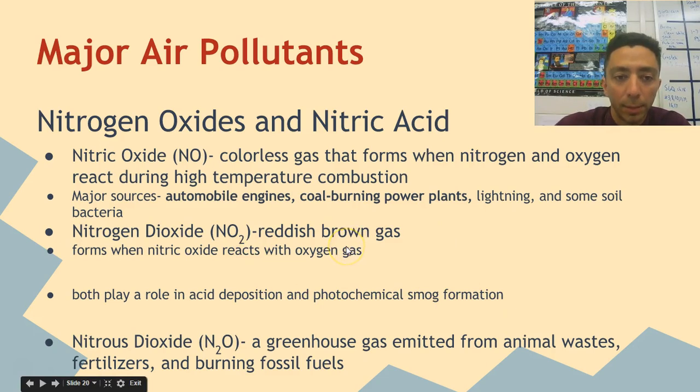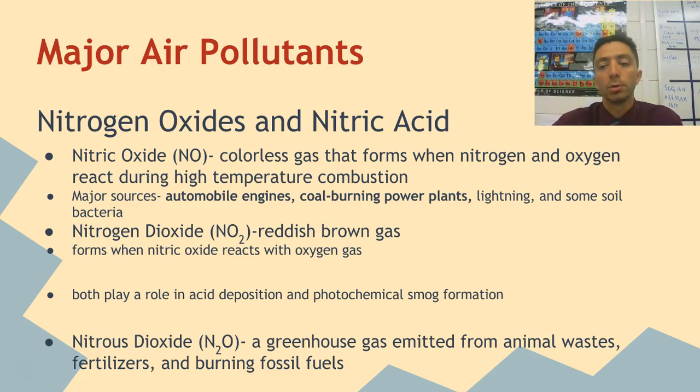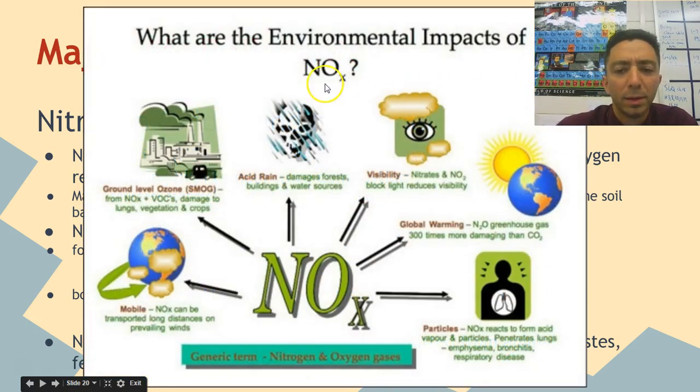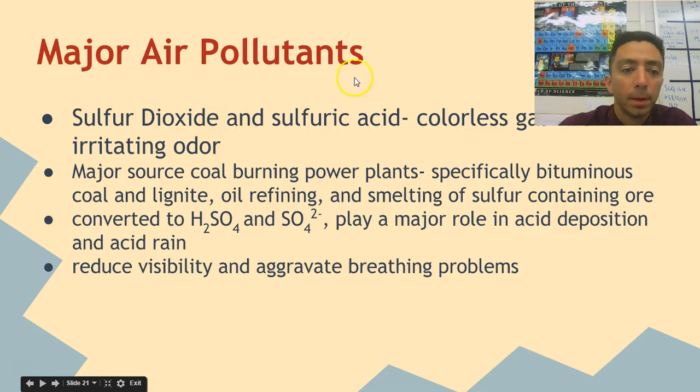There's another nitrogen oxide to be concerned with, but it doesn't have to do with burning of fossil fuels. That's nitrous oxide, which is a greenhouse gas from animal wastes. And so that breakdown process of these really nitrogen-rich wastes can produce nitrous oxide. This is another thing showing some of the environmental impacts. The two biggest ones are the acid rain production and photochemical smog, which is going to be this one here. But I'll cover them more in detail in a little bit.